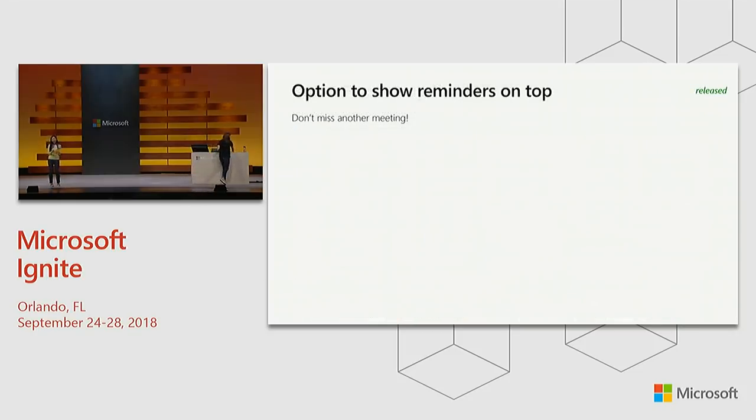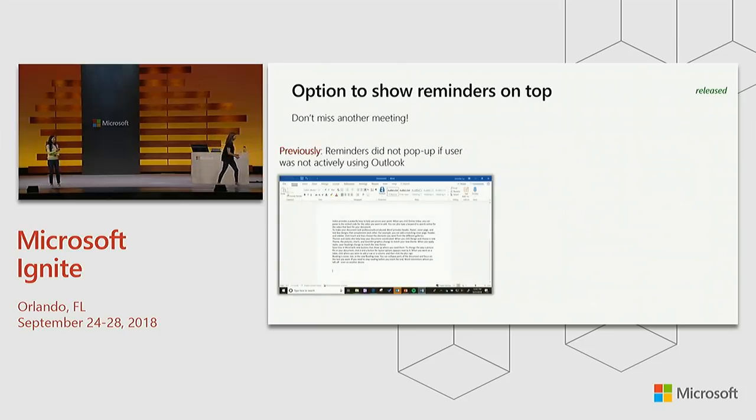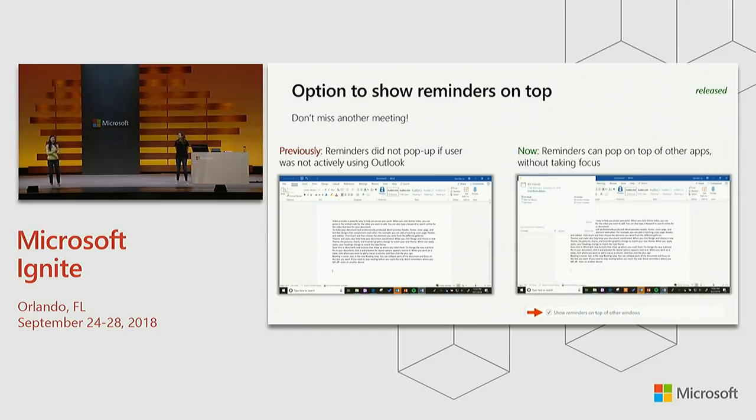We've got two more. They're related to reminders. The first is showing reminders on top. Previously, a reminder wouldn't pop up. If I was actively working on a Word document and Outlook was firing a reminder, the only indicator would be that blinking icon in the taskbar. We got a lot of feedback from people who either use two screens, hide their taskbar, or just don't pay attention to that, that they were missing meetings because they weren't seeing their reminders. But we've added a new option now. Even if I'm actively working in Word, the reminder will pop over on top of that.